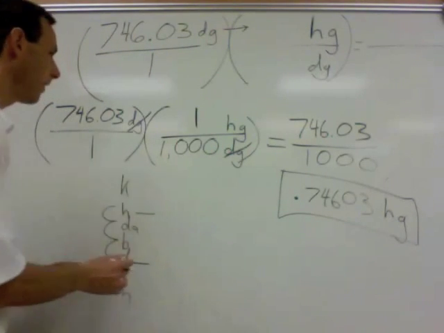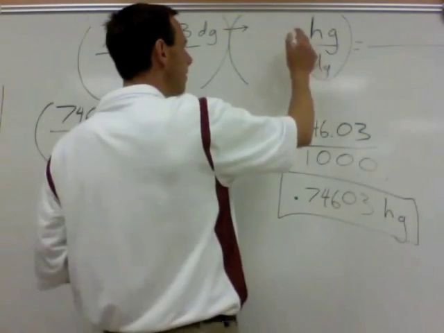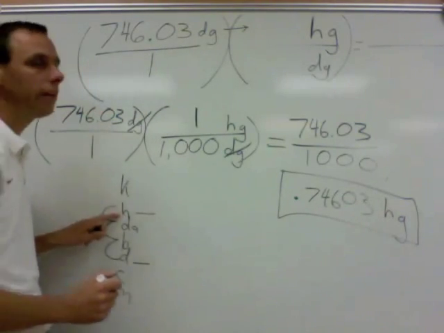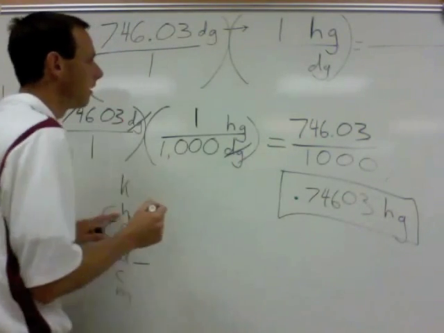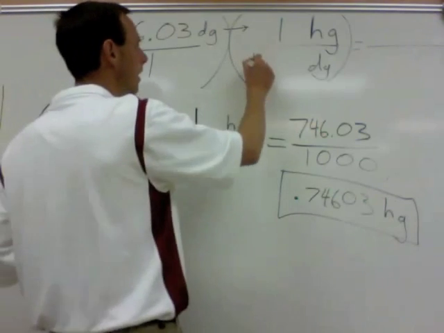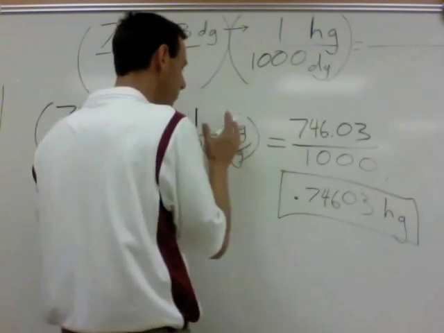And then you go to your King Henry. Hecto is bigger than deci. It's higher up on King Henry. So you put a 1 here. And it was 3 hops, and it's 1,000 there. You see, we're doing the same thing as we did here.